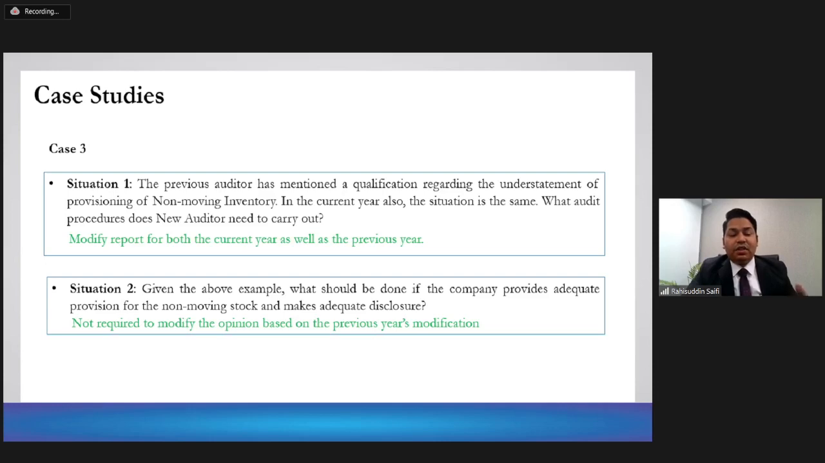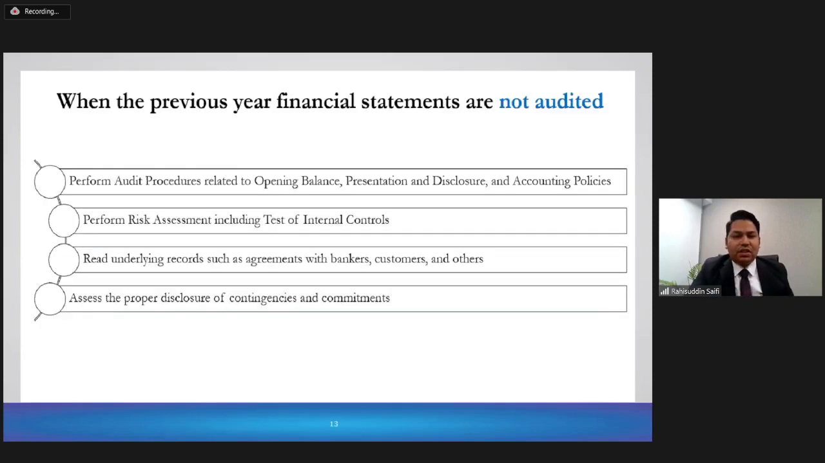And similarly, for the same example, if the company provides adequate provision for the non-moving stock and makes adequate disclosure in the financial statement for the fact of provisioning, then it is not required to modify the opinion based on the previous year modification. So these were the procedures guided by SA 510 regarding the situation where the financial statements provided to us were audited. And the second situation is where the previous year financial statements are not audited.